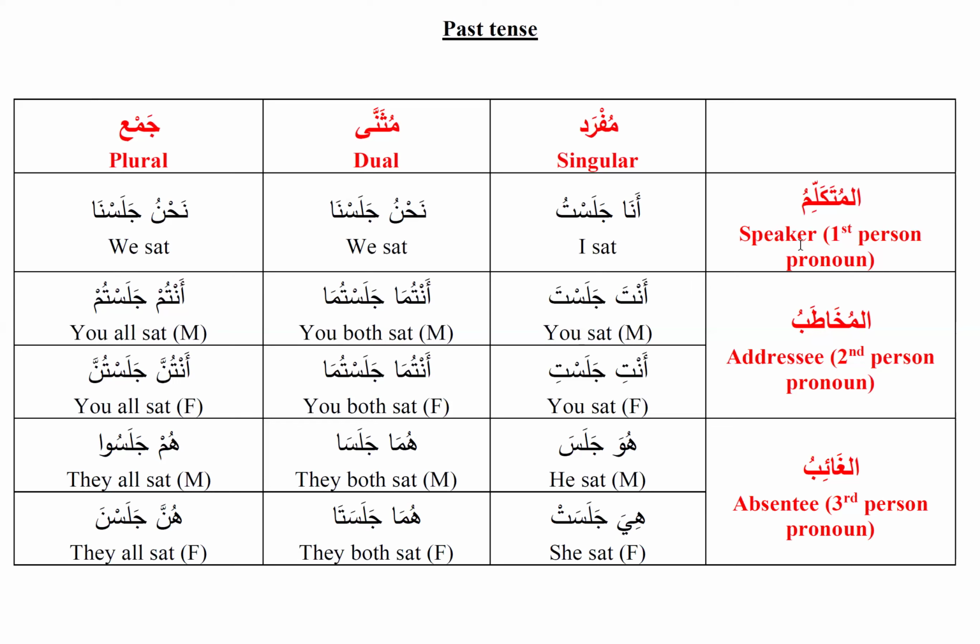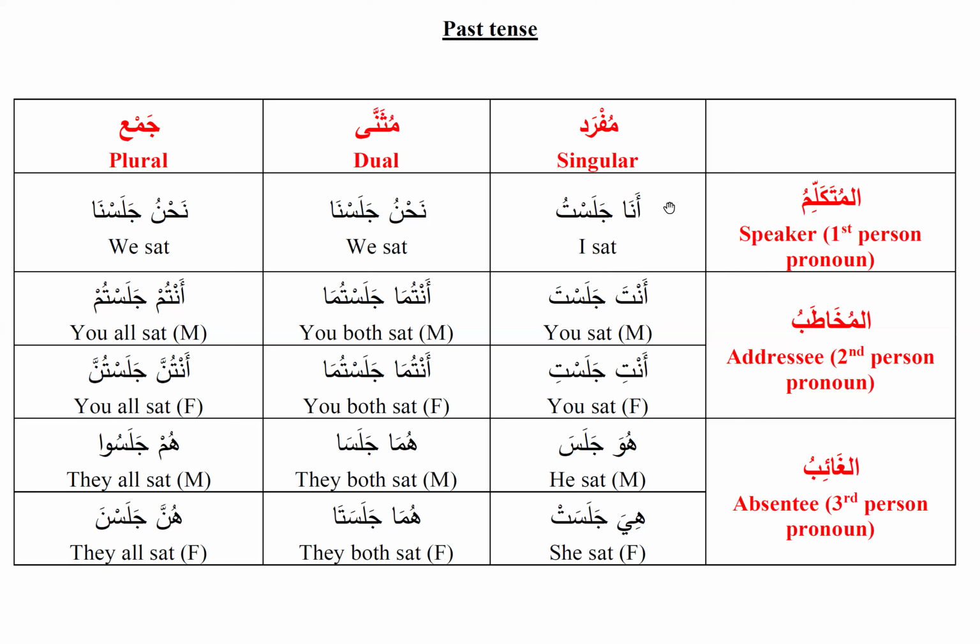And each of these types of pronouns, they have both male and female. First we look at male for singular, dual and plural, then for female for singular, dual and plural. So let's look at first person. And the thing about first person is that first person can be used for both male and female. So for example, when you say ana jalastu, which is I sat, it can be said by a male and it can be said by a female. Same thing for plural as well. So there's no separation there.